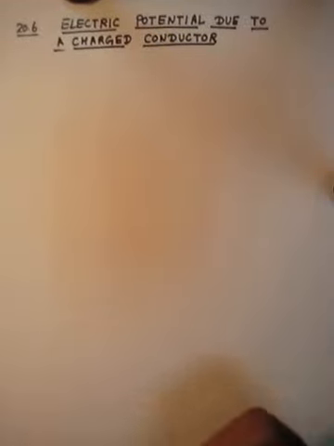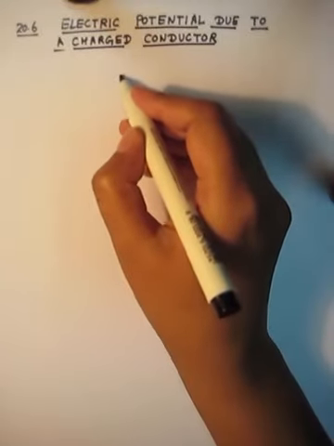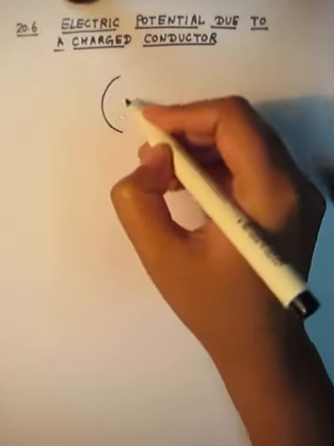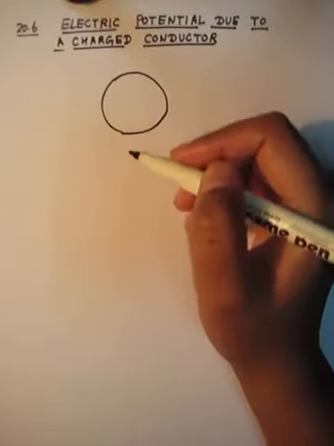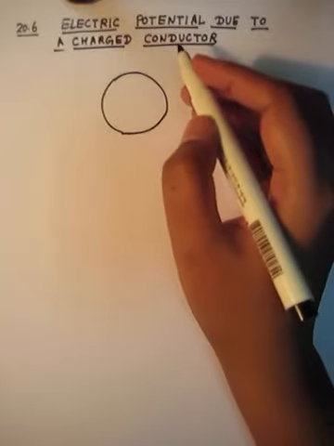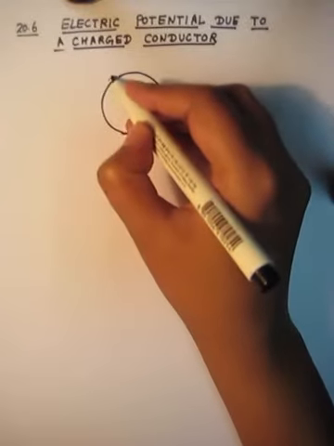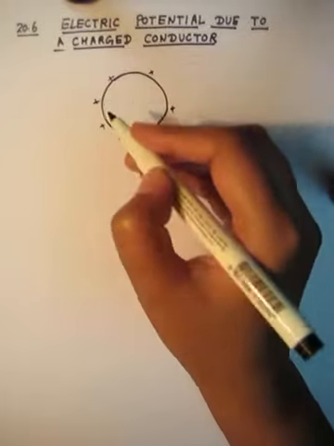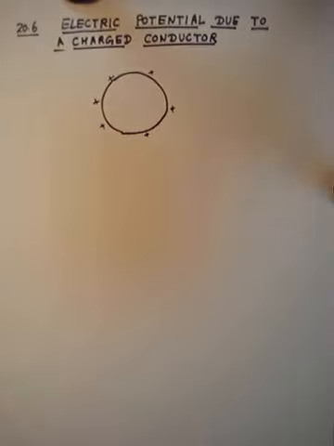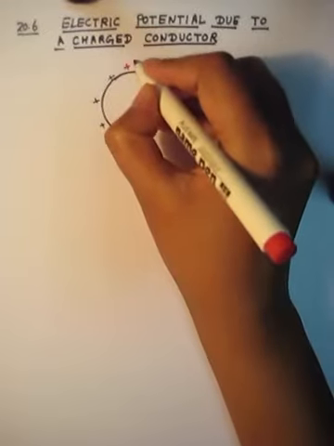Now we are going to study electric potential due to a charged conductor. So if you have a conductor, and it is positively charged, it has a total charge of plus Q.